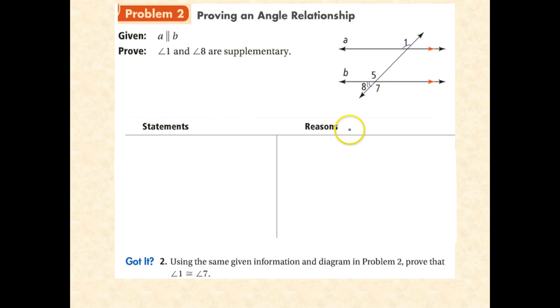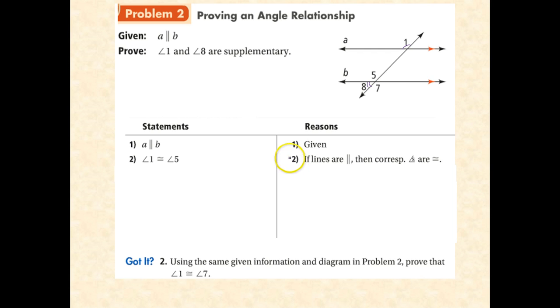Oh, the same place I always start, with the given information. It's given that line A is parallel to line B. Well, let's see. What else do I know? We just talked about a theorem that says that corresponding angles are congruent. So I can say that angle 1 and angle 5 are corresponding angles, right? They're both top left position. So angle 1 is congruent to angle 5 because if lines are parallel, then corresponding angles are congruent.